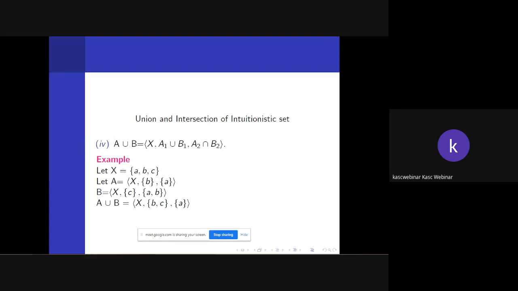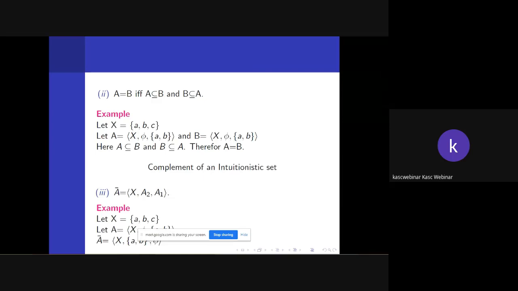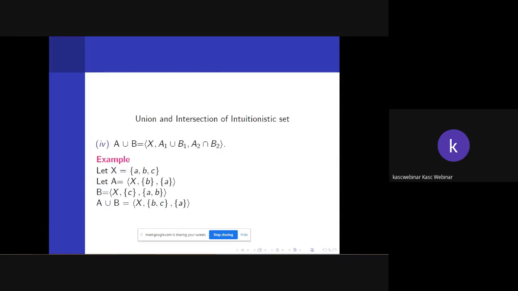So the complement of an intuitionistic set, you will interchange the member and the non-member. When the member and the non-member get interchanged, that becomes the complement of that intuitionistic set. So X is A comma B comma C, intuitionistic set A is X, phi and AB. You are interchanging the member and non-member. That becomes its complement. Union and intersection of intuitionistic set.